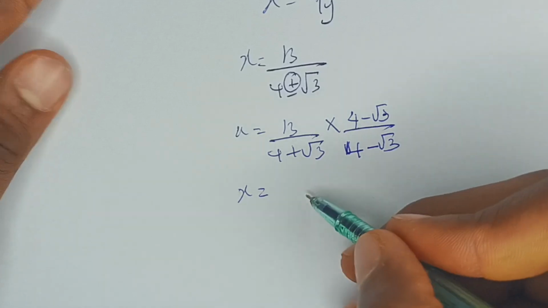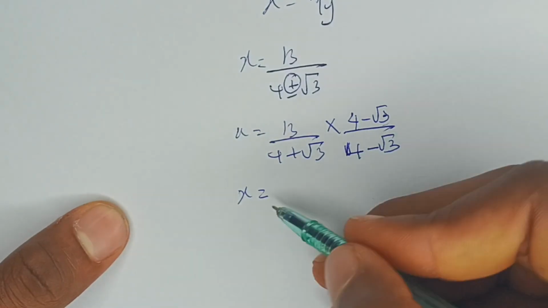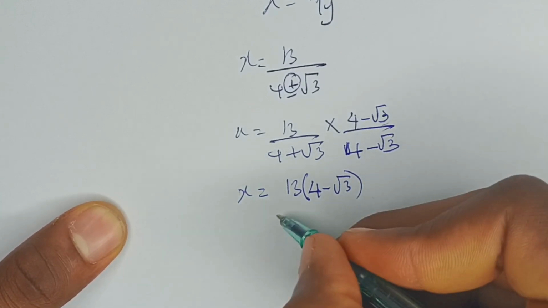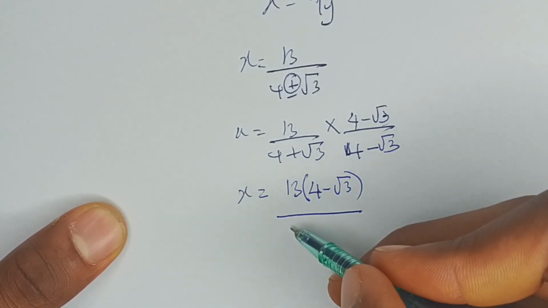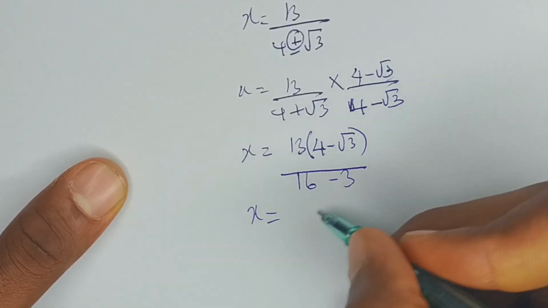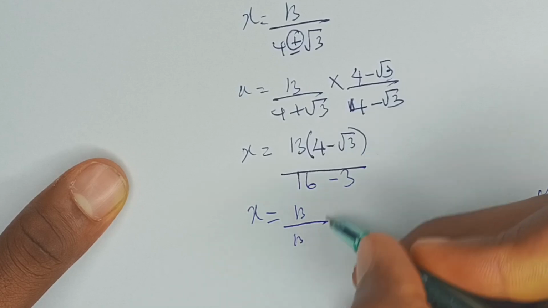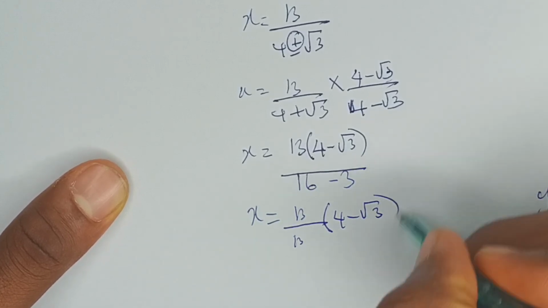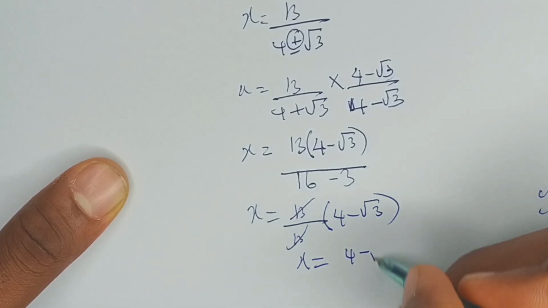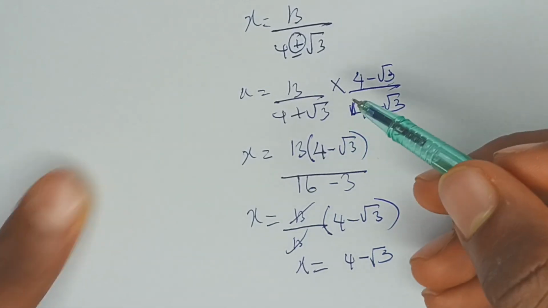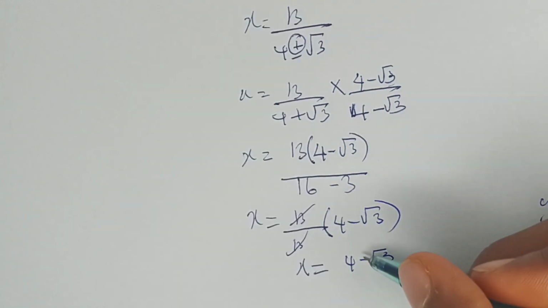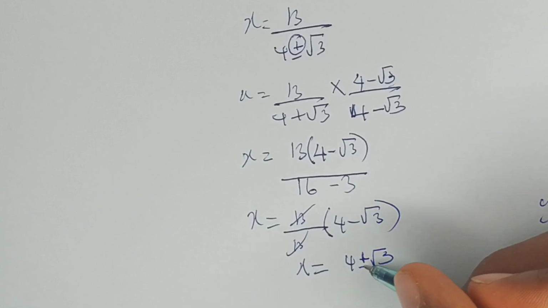Now x will be equal to 13 times 4 minus root 3, which is 13 into 4 minus root 3, all over 4 squared, which is 16, minus root 3 squared, which is 3. So we now have x equal to 13 all over 13 multiplied by 4 minus root 3. This becomes equal to 4 minus root 3 when y was 4 plus root 3. Now when y is 4 minus root 3, x would eventually become equal to 4 plus root 3.